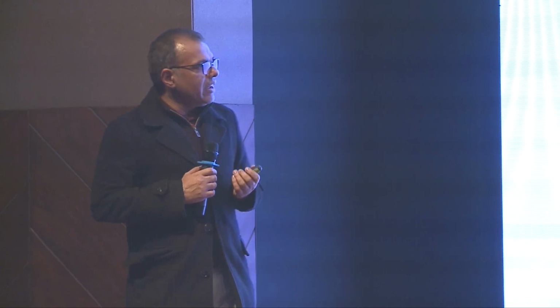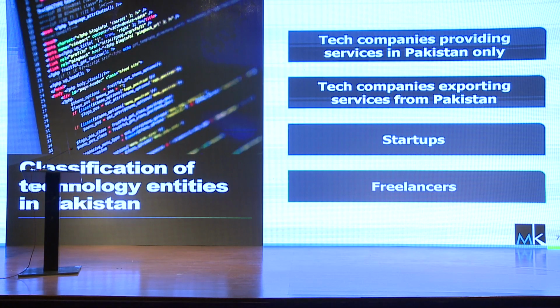So what we've done is whenever we are communicating with FBR on policy matters, we just tell them that they have to bring in a regime whereby these withholding taxes for small companies can be managed in a more efficient way. For the purpose of this presentation, we have classified the technology ecosystem into 4 parts: technology companies providing services in Pakistan only, technology companies exporting services from Pakistan, startups, and freelancers.